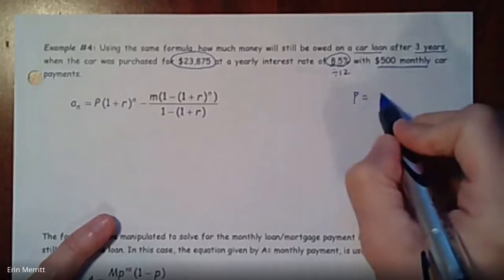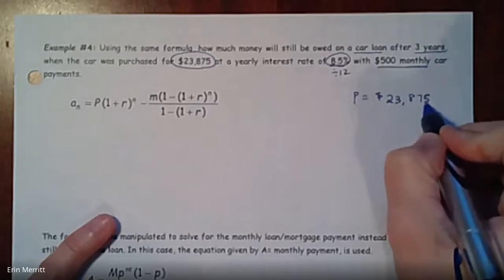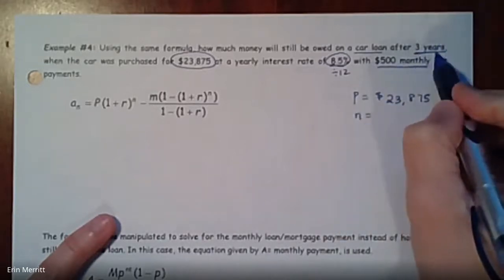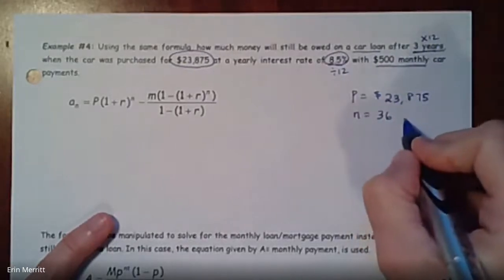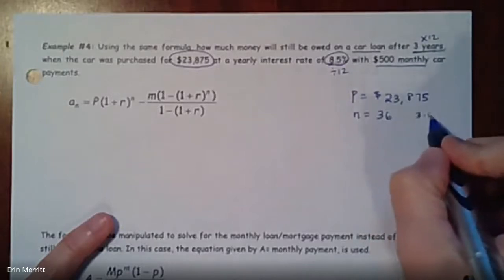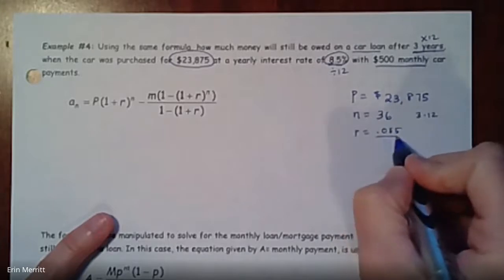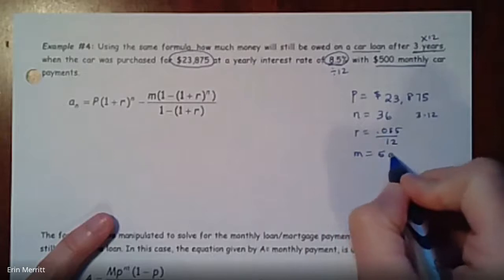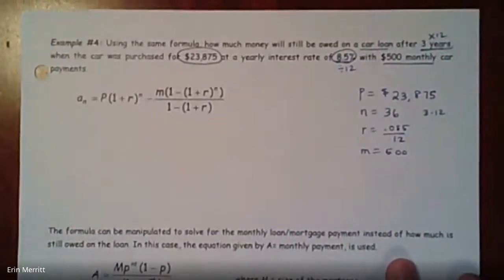So the principal, that's how much you're buying the car for, or the amount of the loan at the beginning. All right, the end value, well, it's 3 years. So 3 years times 12 months, that would be 36 payments, or 36 months, so 3 times 12 there. The R value, that's 0.085 divided by 12, since it's a monthly thing. And then how much you're paying each month. It's $500, right? So we want to see how much do you still owe after 3 years.